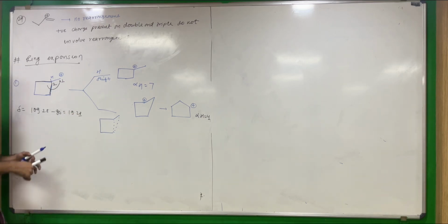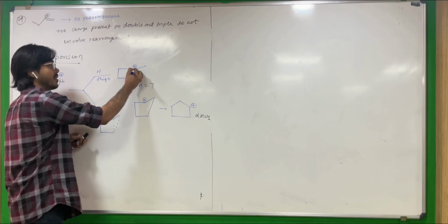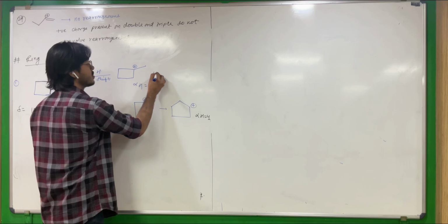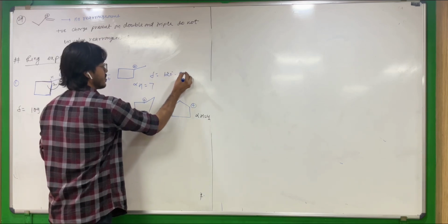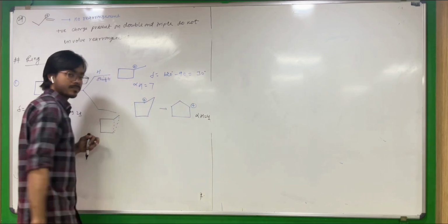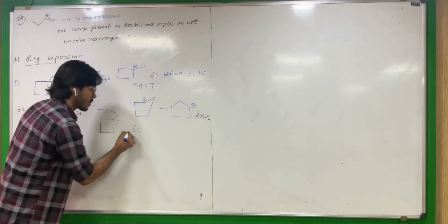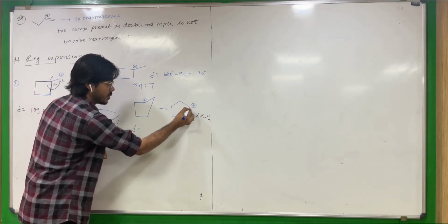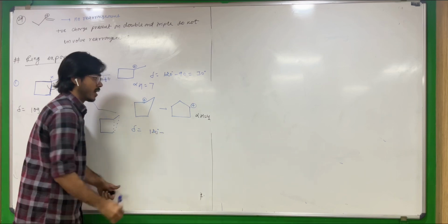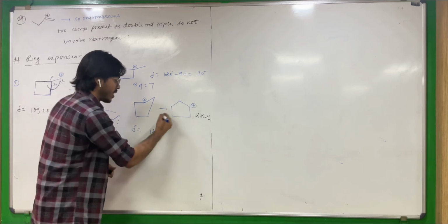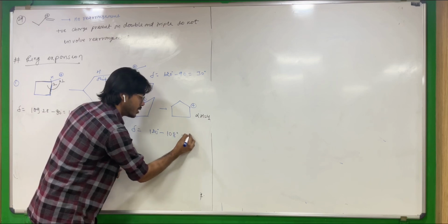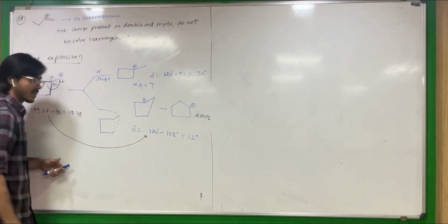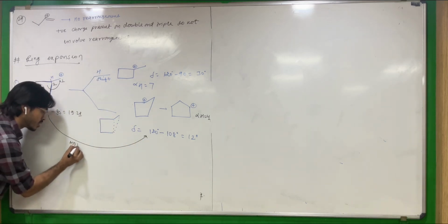that is 19.28 degree. Now in this case, if we see angle strain, this carbon is sp2 hybridized, and in this case the angle is 90 degree. So the angle strain is 120 minus 90, that is 30 degree. Now we check angle strain in this case. This carbon is sp2 hybridized, so its angle will be 120 degree, and in the case of a 5 ring, the angle will be 108 degree. This is 12 degree. So we see this one is getting more stabilized due to angle strain.